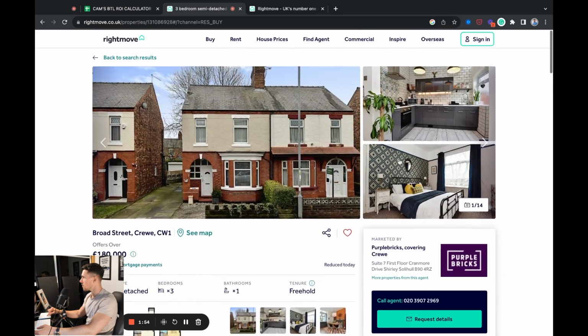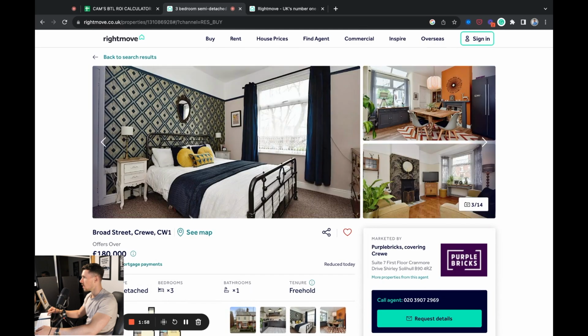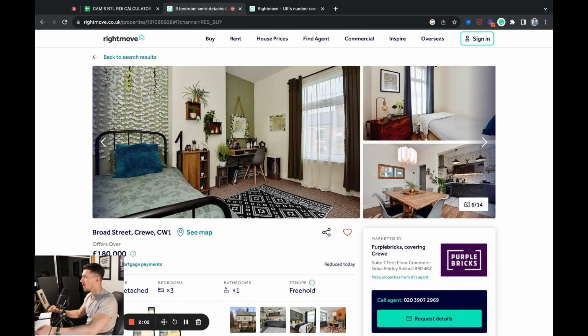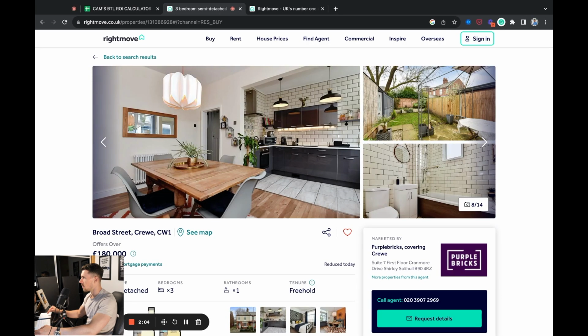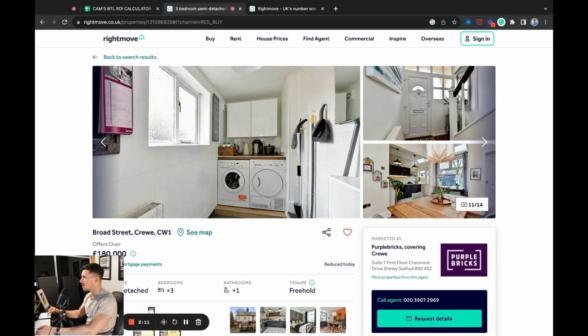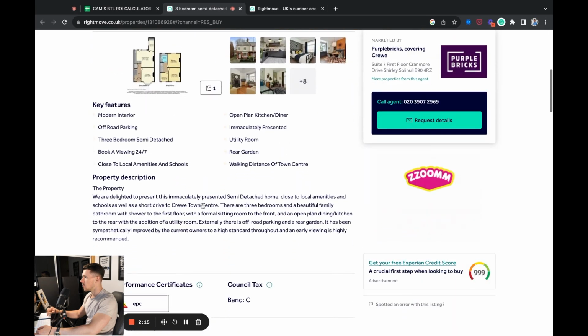And let's have a little look through these pictures. So that looks pretty nice, pretty modern. Looks to be in quite a good state of repair. I know these kind of properties in Crewe, they're old, but they're well built. And the garden's not too bad. It's in a pretty good condition from what I can see. Give us a little bit more information here.